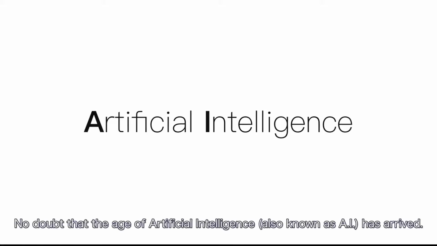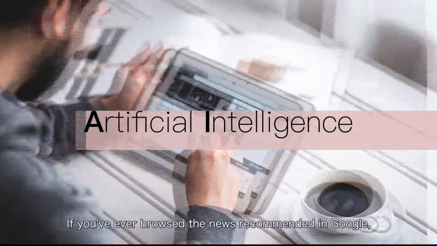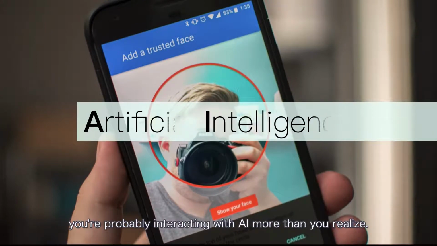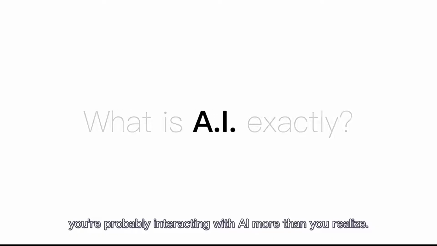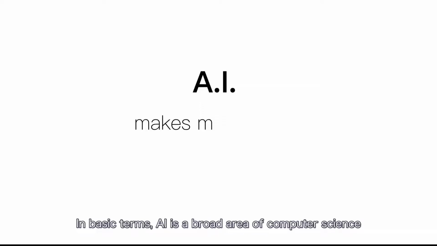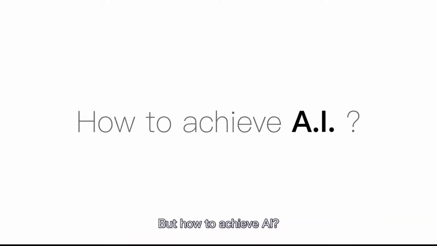No doubt that the age of artificial intelligence, also known as AI, has arrived. If you ever browsed the news recommended in Google, told Alexa to order a pizza, or unlocked your phone with your face, you're probably interacting with AI more than you realize. What is AI exactly? In basic terms, AI is a broad area of computer science that makes machines seem like they have human intelligence. But how to achieve AI?